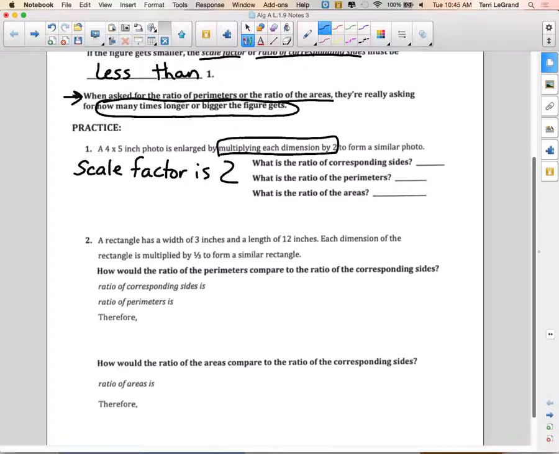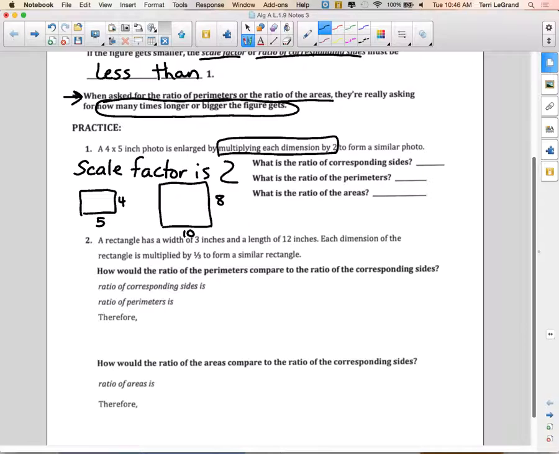Now one of the things we could do, so it doesn't have to be so abstract, is we could make ourselves a 4 by 5 photo. And then we could enlarge that photo so that it is now an 8 by 10 photo instead, because we were supposed to double the dimensions, multiply the dimensions by 2, so wouldn't it be an 8 by 10 now? Okay. So now we're going to answer all these questions over there.